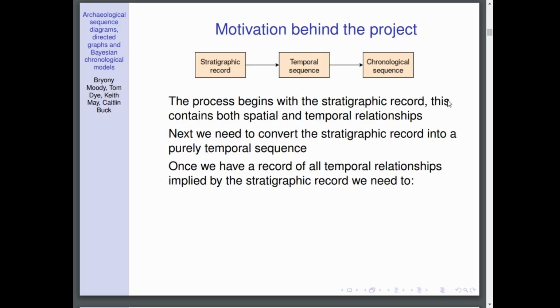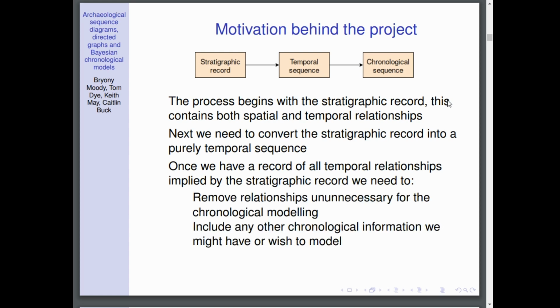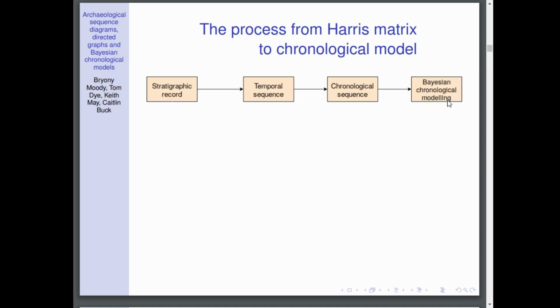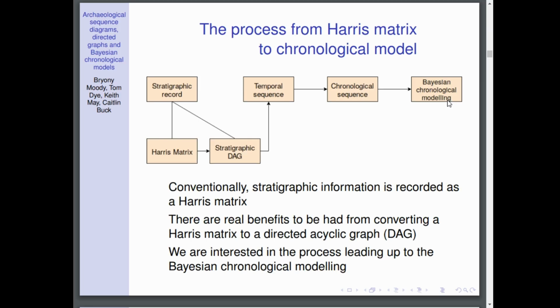Once we've got all the temporal relationships, that's not quite the end. So then we want the chronological sequence. The reason why this extra step is needed is because there might be unnecessary temporal information in there that we can get rid of. And then we might want to include any other chronological information that we might have, so historical dating and phasing. And once we've got all of this, we're now in a position to form our Bayesian chronological model. So this is a process that we're really interested in.